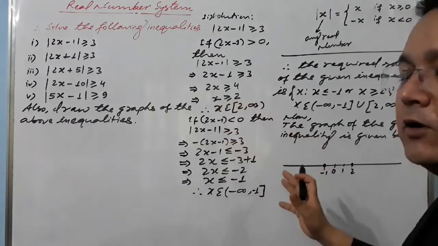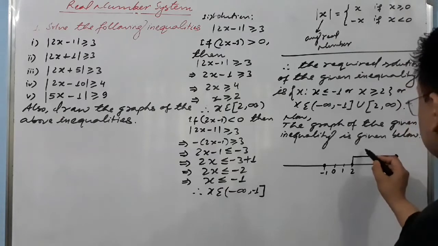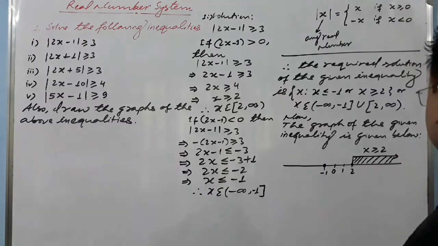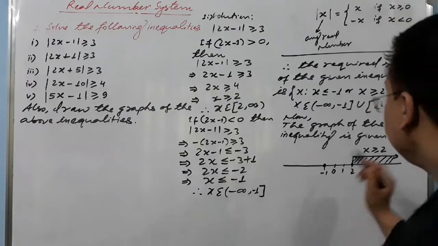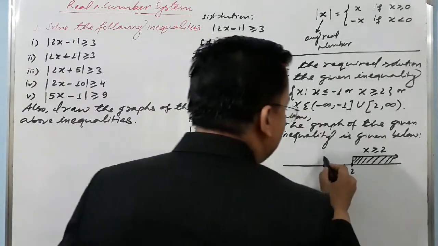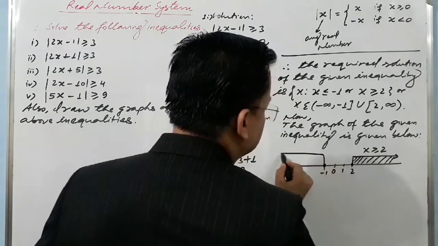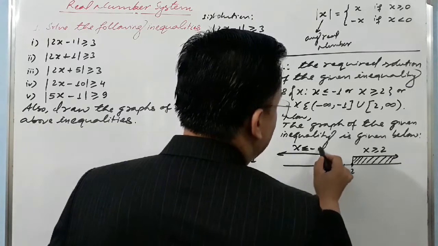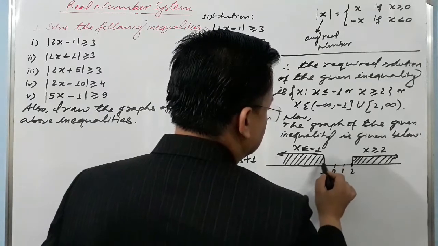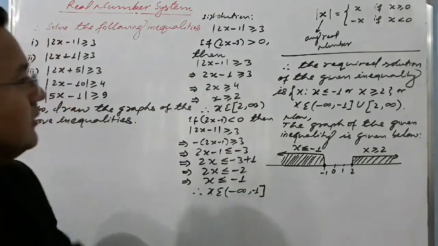Here x is greater than or equal to 2, so to the right you have to go to greater values. X is greater than or equal to 2, so you shade this way. This shows all values on the right-hand side, including 2. And here, all values to the left of minus 1, including minus 1. This type of diagram you can make for x less than or equal to minus 1. Now I can draw it this way, right? You can shade like this. This is the graph of the given inequality.